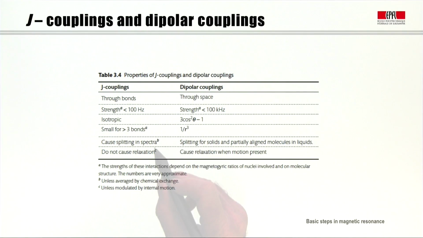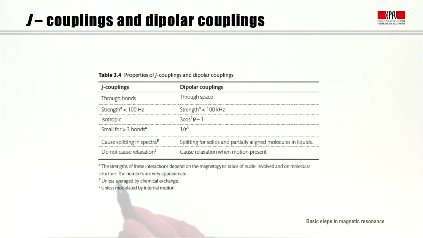J-couplings cause splittings in spectra in solution, where they also can be seen in solids, but that's more difficult because they're so small, whereas dipolar couplings lead to large splittings in solids and also in more exotic things like liquid crystals, such as partially aligned molecules. J-couplings do not contribute significantly to relaxation, that is the return of the magnetization to its equilibrium, but dipolar couplings are causing relaxation. In fact, they are driving relaxation, particularly in the presence of motion, and therefore they give a way of determining this motion.